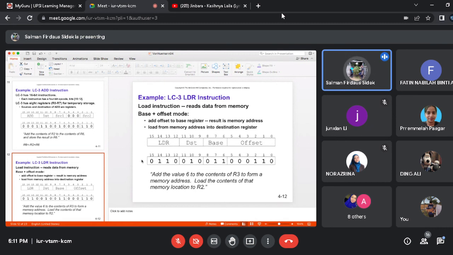Let's say the control unit accepts this example of an instruction, which is 0110, 010, 011, 000, 110. So let's look at the ISA table. What does it mean? Okay, LDR. I'll show you the ISA table.